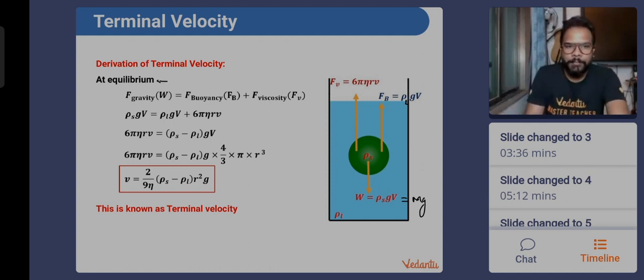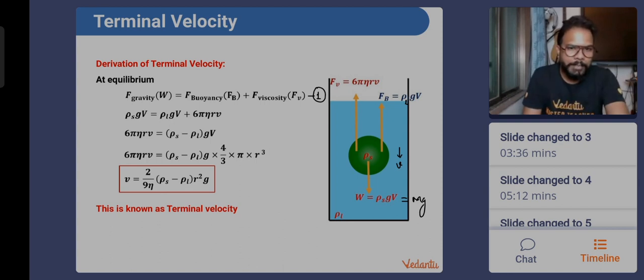So we say that at equilibrium, the body achieves the terminal velocity. That velocity is what we are interested in finding. The downward force should be equal to the total upward force. So downward force mg is equal to the buoyant force plus viscous force. The first equation is clear to everyone. This is the key equation to understand the derivation here. This is mg, density into volume into g. This is rho Vg, which is the buoyant force, and 6 pi eta rv is your viscous force.